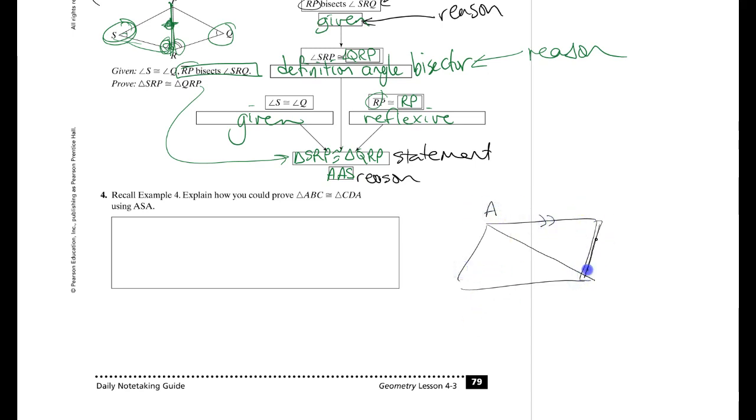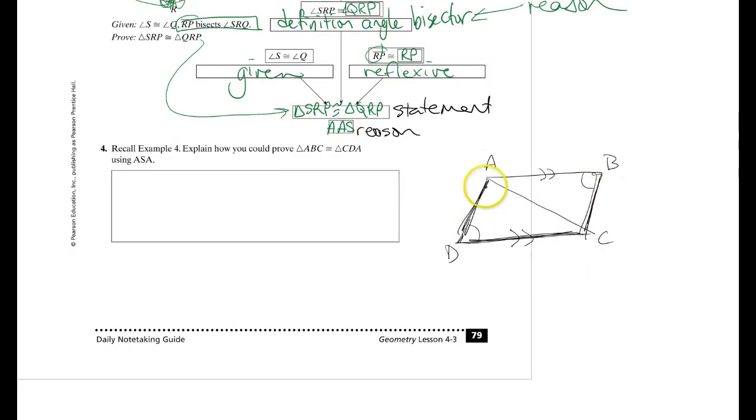That was a little sketchy. Sorry. Artistic license. So we've got a trapezoid here, A, B, C, D. And now they wanted us to prove how could we have done it with triangle ABC congruent to triangle CDA using ASA. Well, didn't we already do this? Yeah, but we used angle, angle, side the first time we did it.